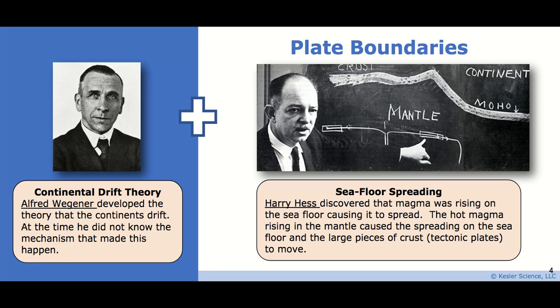So Harry Hess discovered that magma was rising on the seafloor, causing it to spread. So the hot magma rising in the mantle caused the spreading on the seafloor and the large pieces of crust known as tectonic plates to move. So as these plates separated, magma was flowing to the surface. And as magma cools, it becomes hardened.